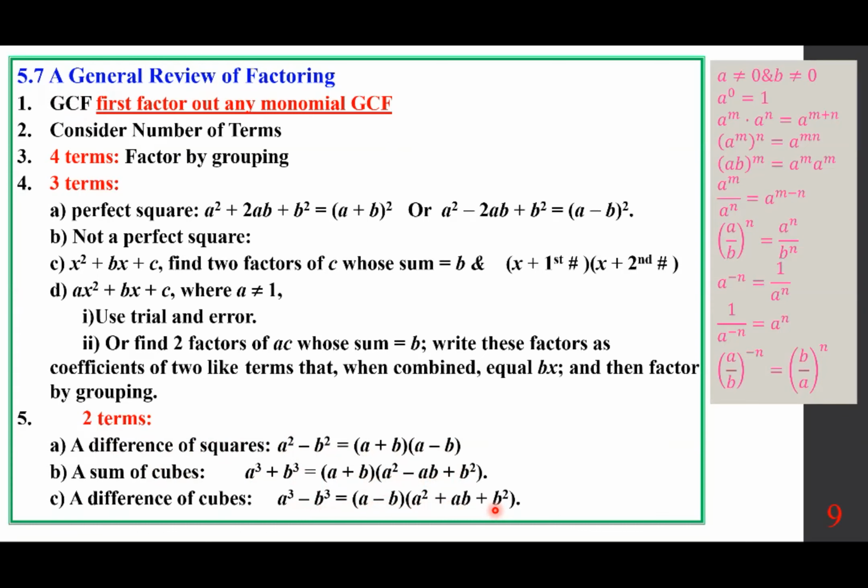And needless to say, how do you check your work? Multiplication. That is the reverse process. So you check with multiplication. Okay, everybody?